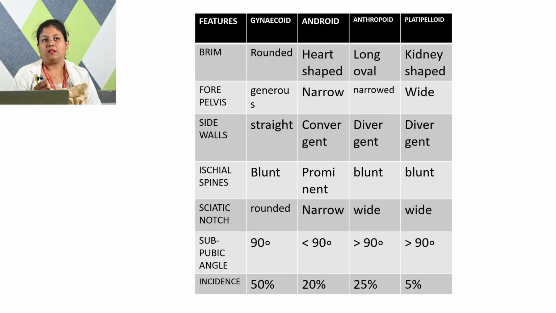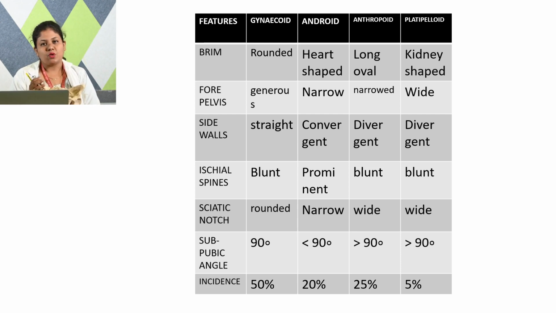Now we'll see the first feature, the difference in these four, which is the brim. Now how is the brim in the gynecoid pelvis? Yes, before going to this, why is the female pelvis called the gynecoid pelvis? Because this pelvis is favorable to give birth to the baby. Comparatively to the male pelvis, the female pelvis is favorable for giving birth to the baby. Now we'll see the features.